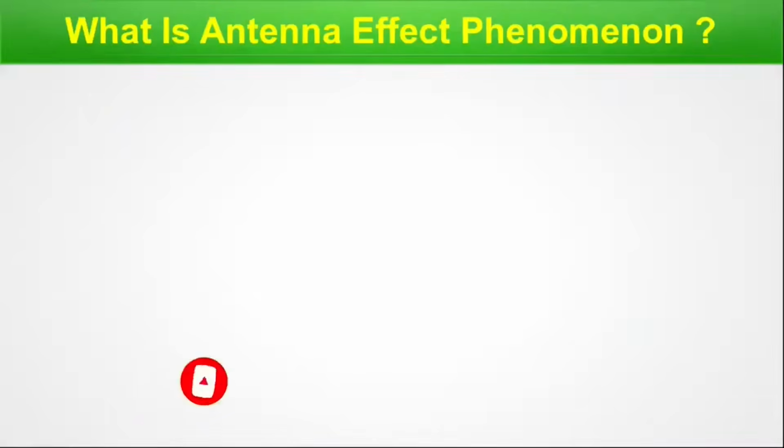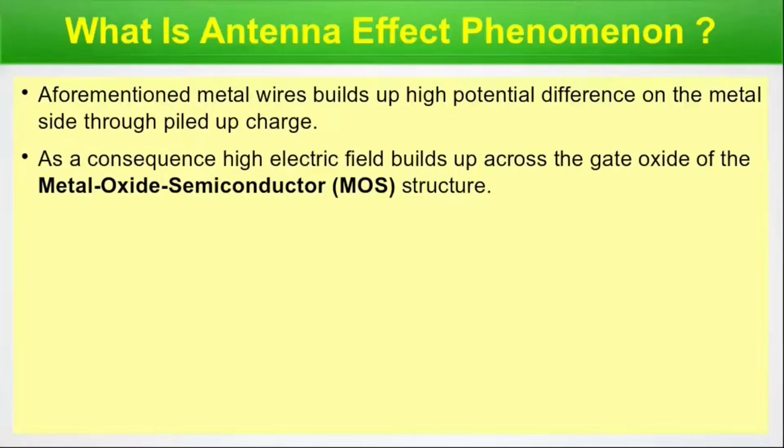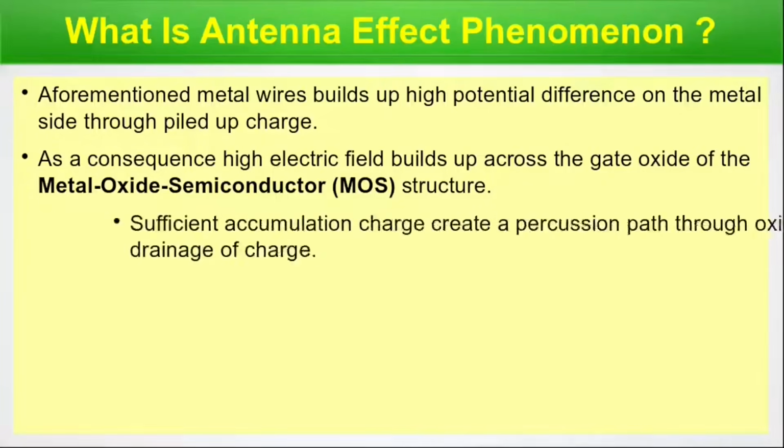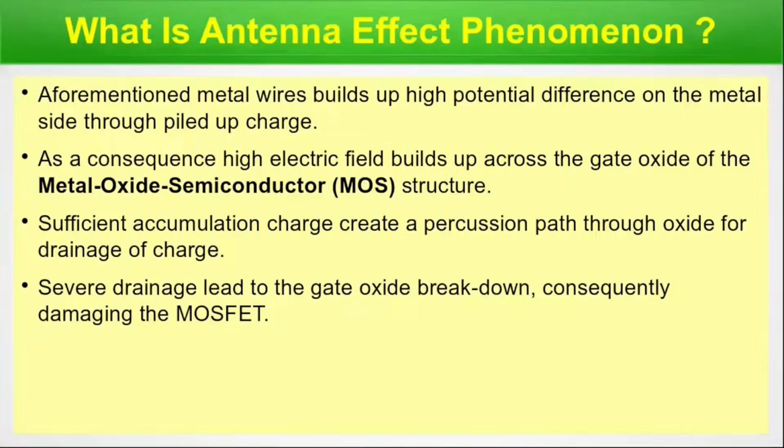What is antenna effect phenomenon? We will go through some more points to dig deeper into the antenna effect phenomenon. The aforementioned metal wires build up a high potential difference on the metal side through the piled up charge. As a consequence, a high electric field builds up across the gate oxide of the metal oxide semiconductor, that is, the MOS structure of a MOSFET. A sufficient amount of charge creates a percolation path through the oxide for the drainage of the charge. This percolation path is a small path that is created by a high amount of charge, and this is just a beginning. Severe drainage leads to the gate oxide breakdown, consequently damaging the MOSFET.